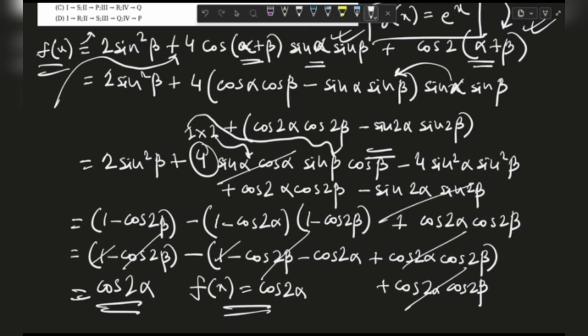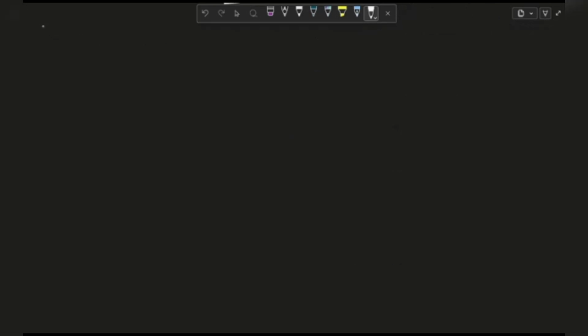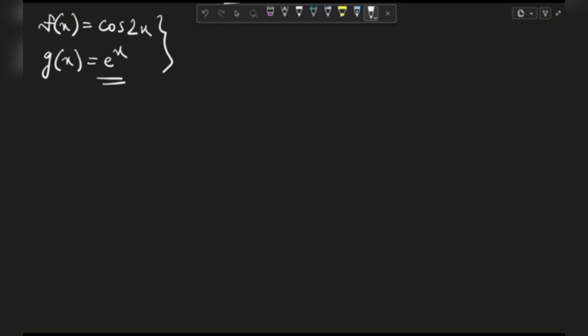So let's write this down once. What we have in our hands right now is f of x, which we found to be cos 2x, and our g of x, which we found to be e power x. I wrote it as cos 2 alpha there. Okay, it's not cos 2 alpha, it's cos 2x. So now we can move on to the options.